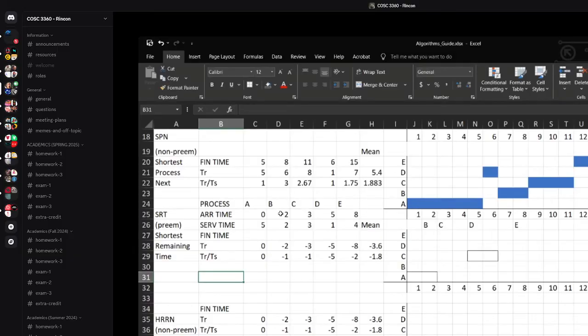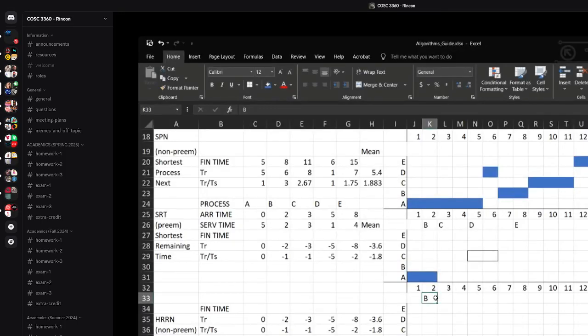Okay, arrival time 0, so we need to insert A first, right? So service time is 5. We're going to run this one at a time for now, just to make things not too confusing. So service time is 5, and we need to serve 5 times, right? So we're going to serve 1, 2, and right here is when B actually arrives. So B arrives at time 2.